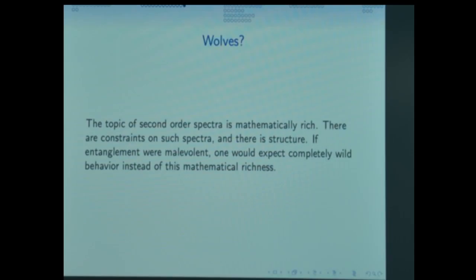This is a situation that's mathematically rich, right? It's not wild and random. There are constraints, there are structures, and the idea is, as Quine remarked, if the entanglement were malevolent, you would not expect to find this kind of situation.